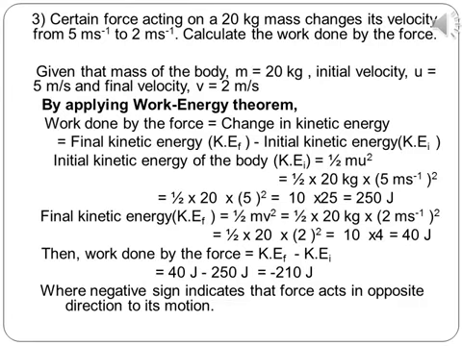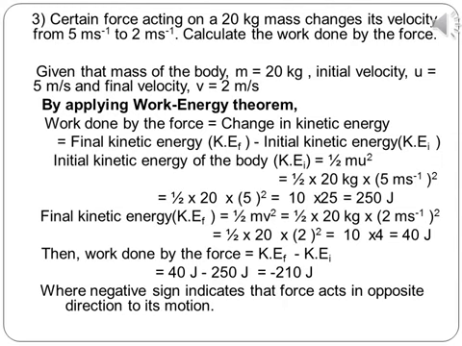The final kinetic energy KEF is equal to 1/2 mv square, where v is the final velocity. By substituting the values of m and v, we get final kinetic energy KEF is equal to 1/2 into 20 kilogram into 2 meter per second all square, which is equal to 1/2 into 20 into 2 square, which is equal to 10 into 4, which is equal to 40 joule.